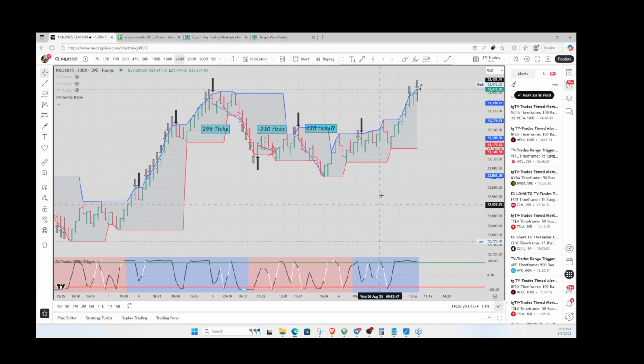This is actually today's right here, and this is on a 200 range, so it really didn't have much today. It had one trigger right here today. Right, this was yesterday. Yeah, 296 ticks there, minus 230 plus 628 there. And that was from here to here was 628. But this is on the 200 range.